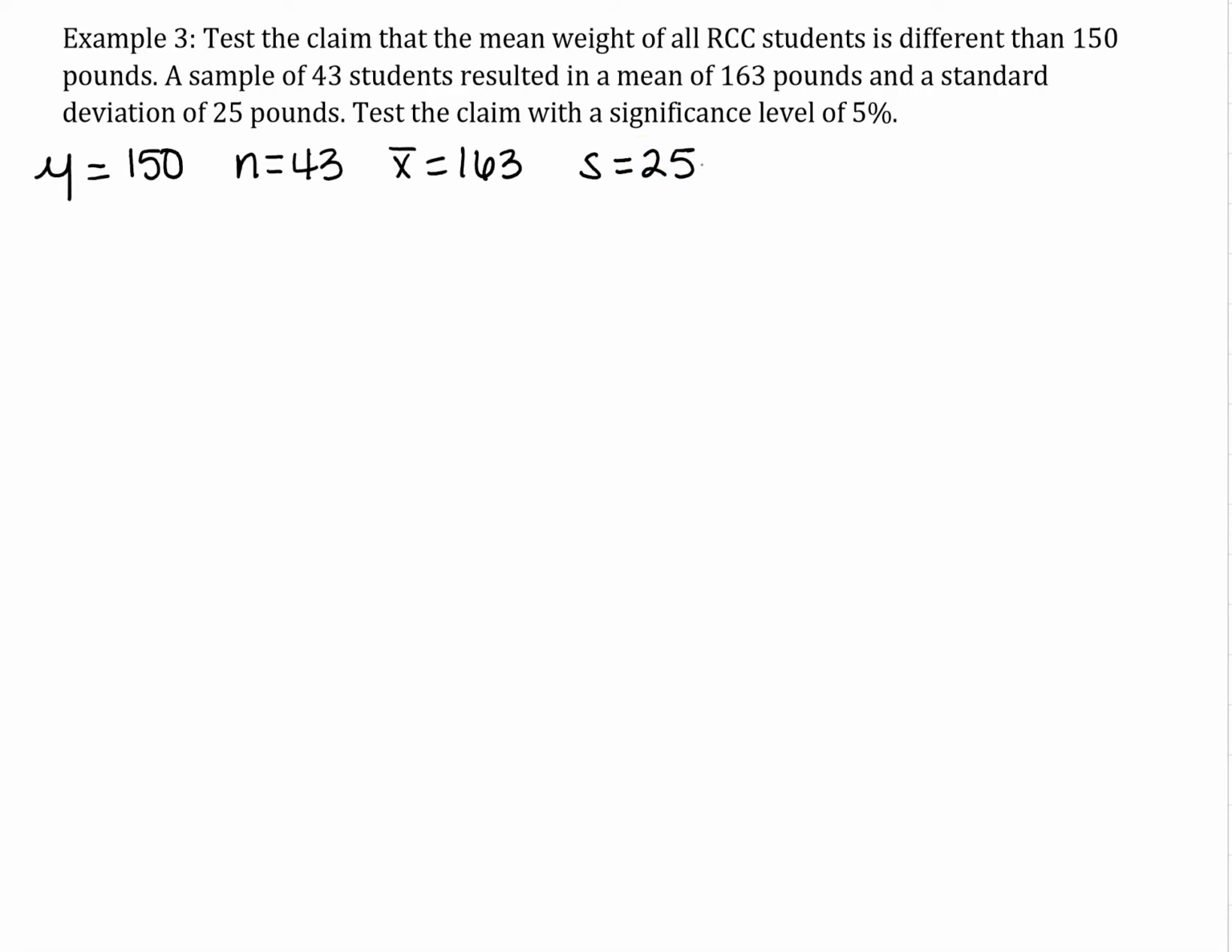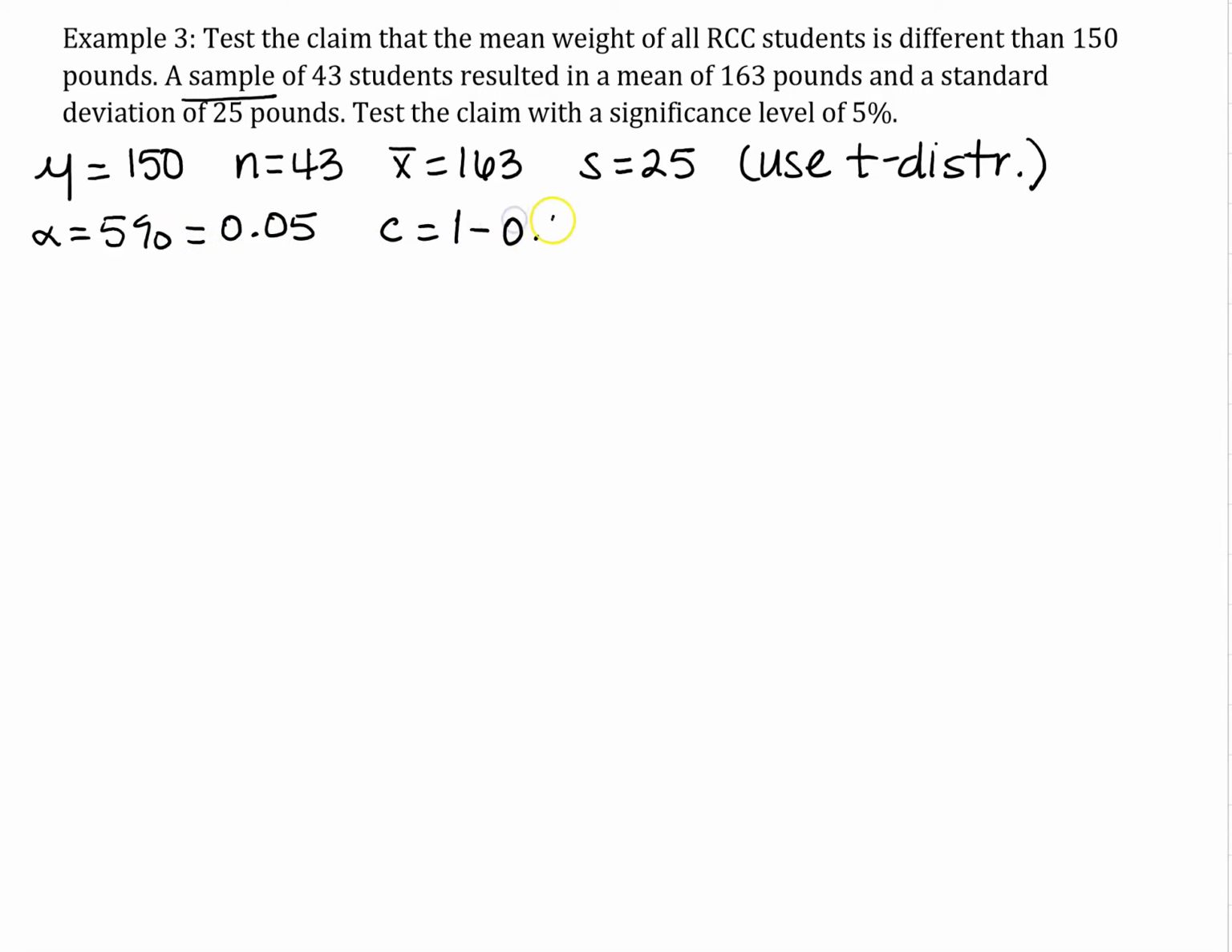So notice we do not have the population standard deviation. This 25 came from the standard deviation of the sample. And so we are going to be using the t-distribution table because we do not have sigma. Our alpha level of significance is 5%, which as a decimal is 0.05. And so our level of confidence is 1 minus 0.05. And so we will be 95% confident in our conclusion.